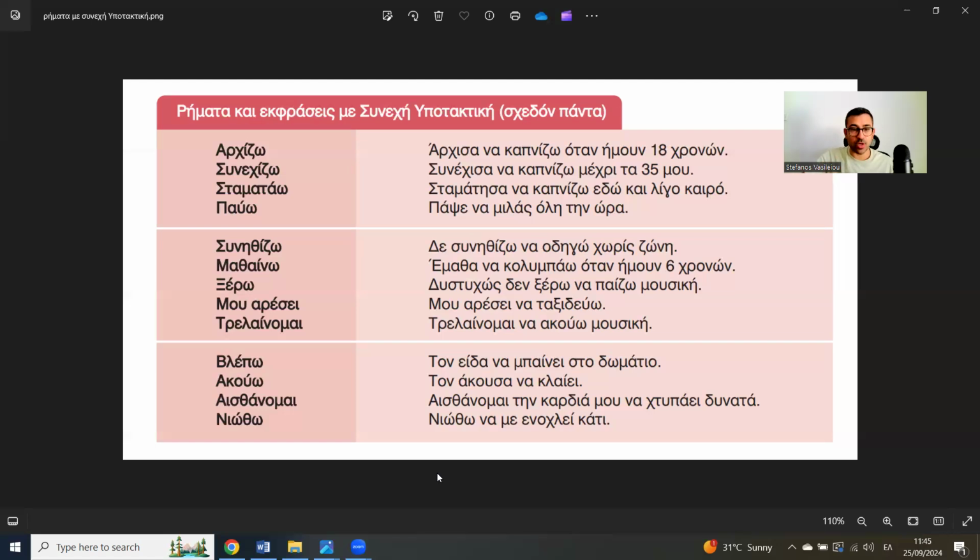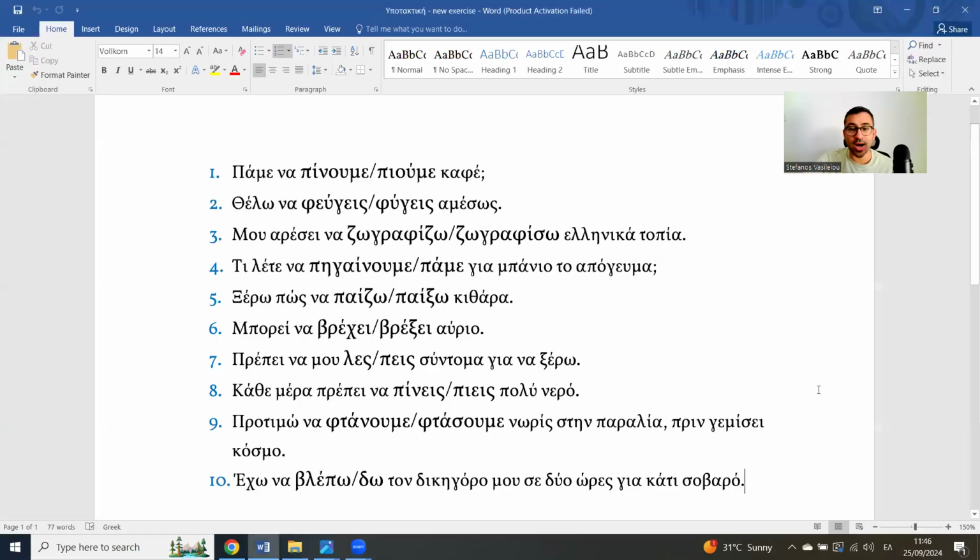That's the single action. Νιώθω να με ενοχλεί κάτι. So I feel that something is bothering me. So these are the verbs that take the repeated action stem. Now, let's have a look at an exercise to practice further.